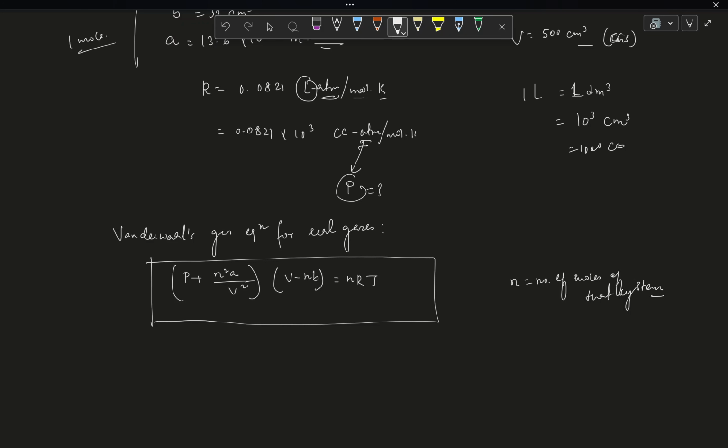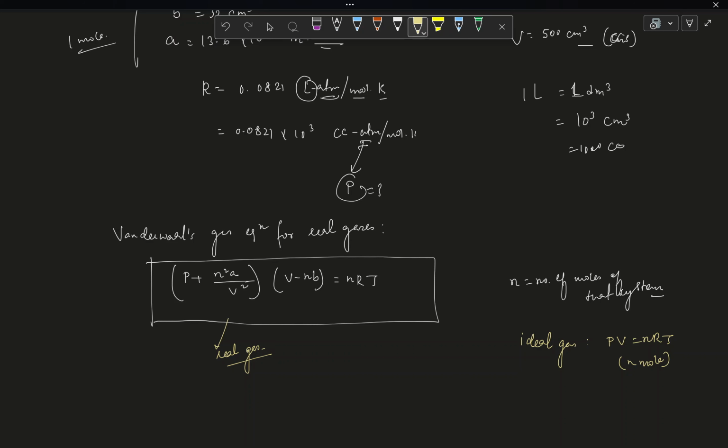Now if you deal with only 1 mole, then it will be simply (P + n²a/V²)(V − b) = RT. But here for n mole it will be nRT, and the n terms will also be inside. And you know that for ideal gas, if you remember, the gas equation was PV = nRT if you are talking about n mole of ideal gas. But this is for real gas, the behavior of real gas.